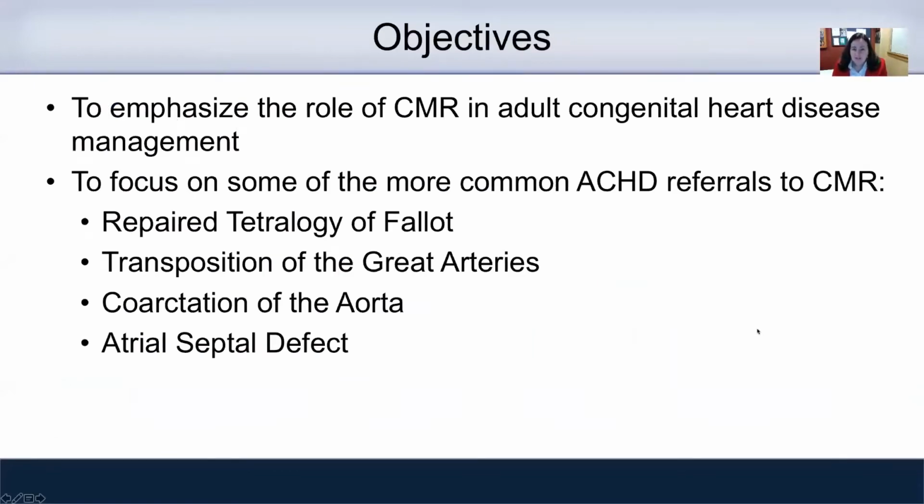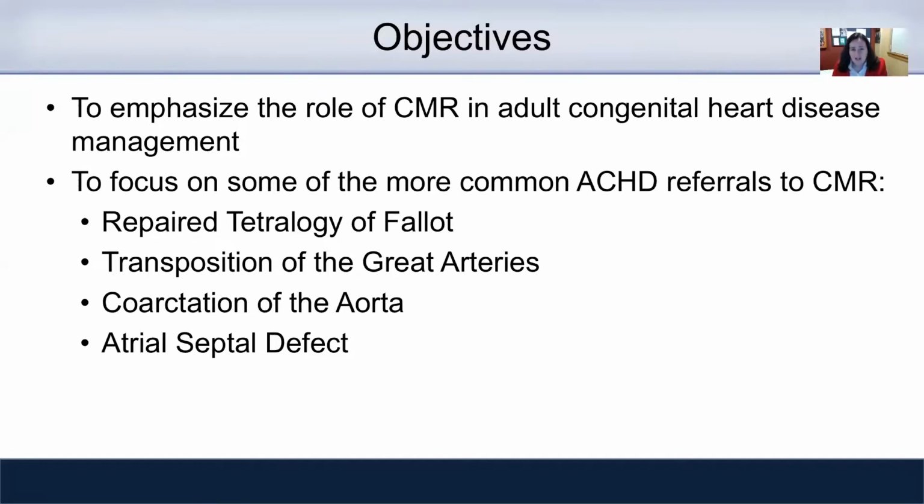I have several objectives to discuss. The first is to emphasize the role of cardiac MRI in adult congenital heart disease management. And then I would like to focus on some of the more common adult congenital heart disease referrals to cardiac MRI. I'm going to spend a lot of time discussing our care of patients with repaired tetralogy of Fallot, because that may be one of the more common referrals that you see.